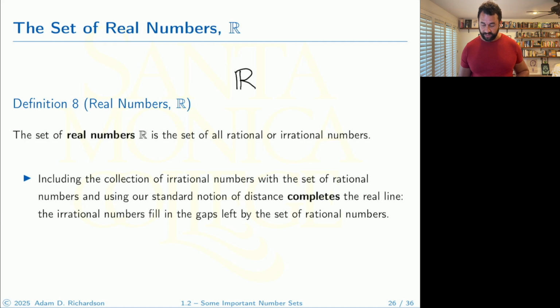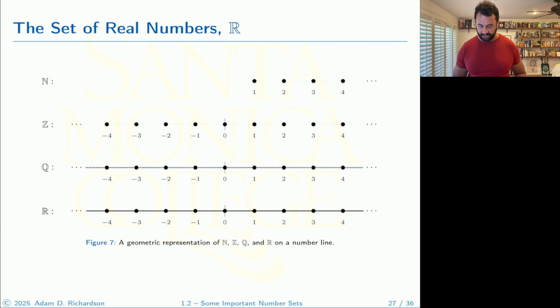So including the irrationals with the rational numbers and using a standard notion of distance, like how far apart things are, that completes the real line. The irrational numbers are what fill in all the other gaps left by the rational numbers. And now our picture is complete.